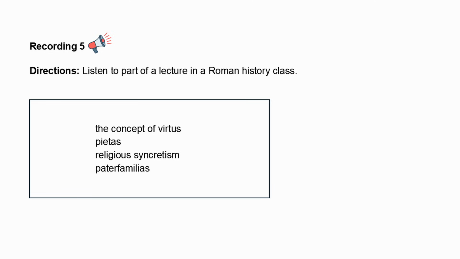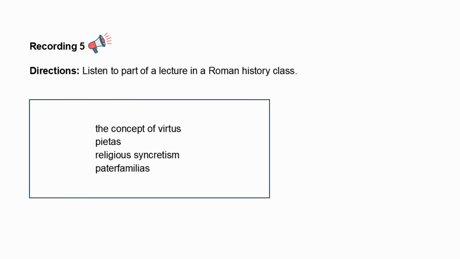This Latin word is often translated as virtue, but that doesn't really capture its full meaning. Virtus encompassed courage, certainly, but also discipline, duty to the state, and what we might call civic responsibility. For Romans, virtus wasn't just about personal character, it was about how your character served the greater good of Rome.